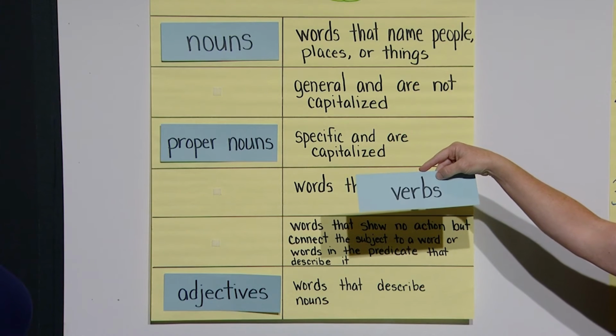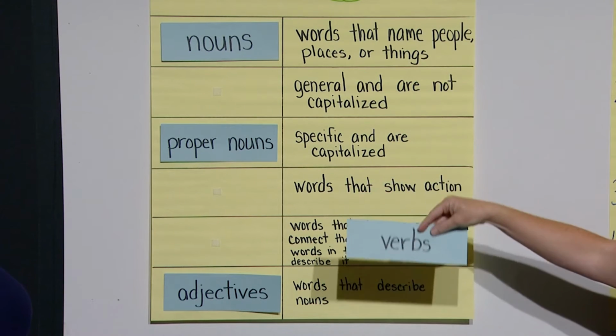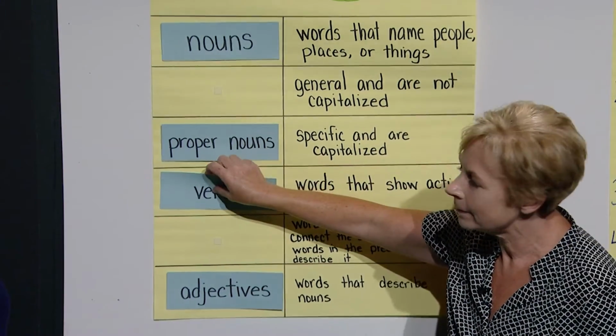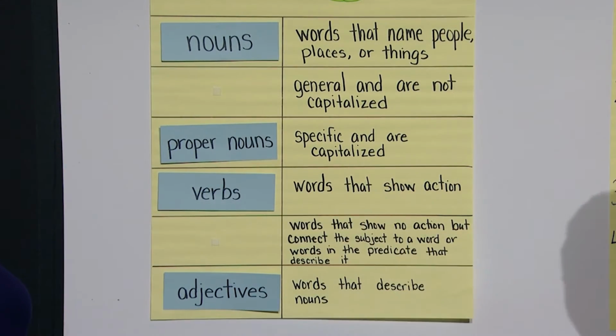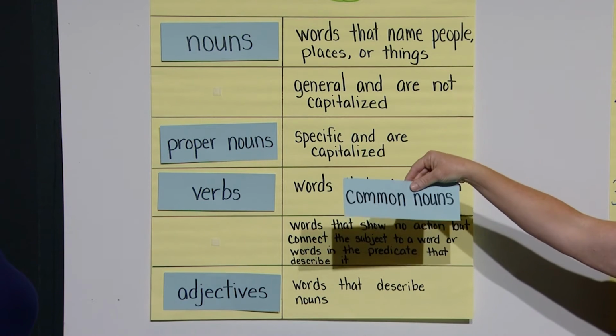What's next, Candy? The next word is verbs. All right. Verbs are words that show action. That was an easy one. Put it beside that definition. Great job.